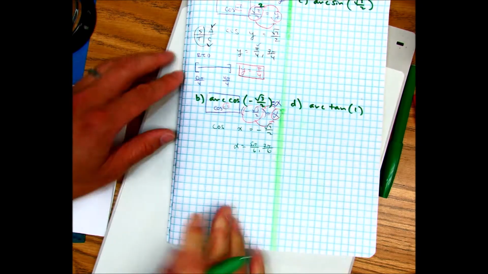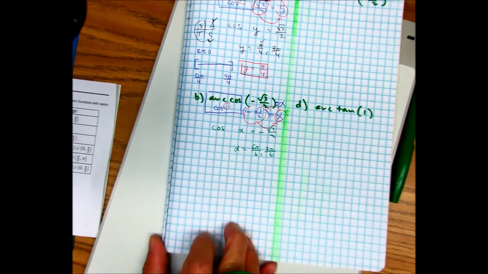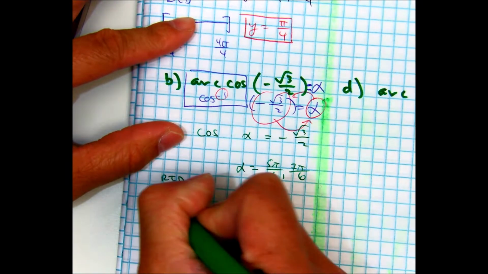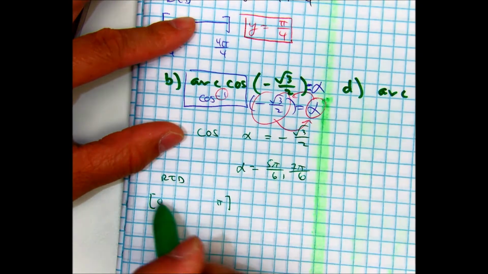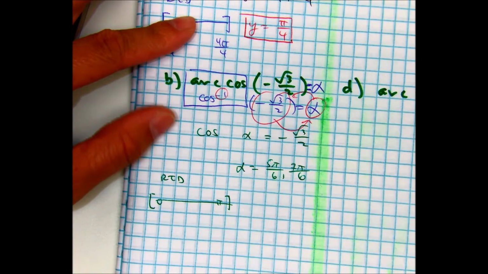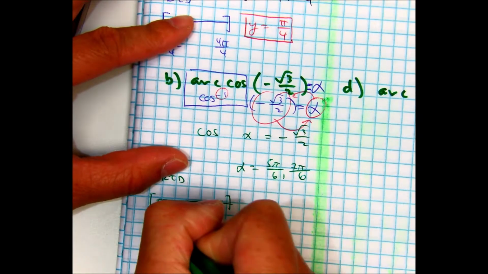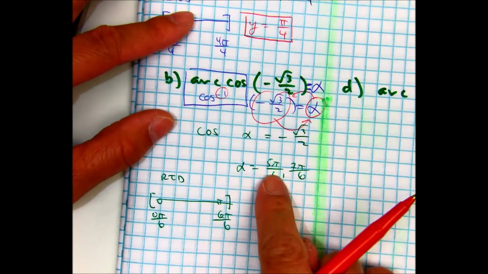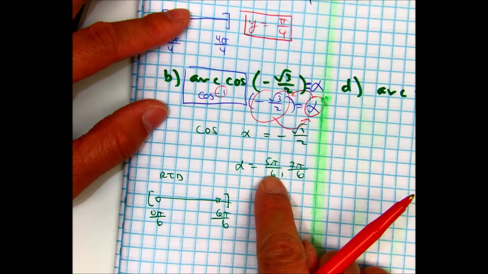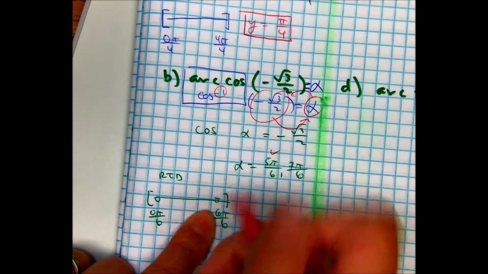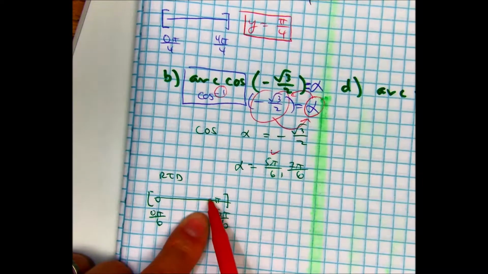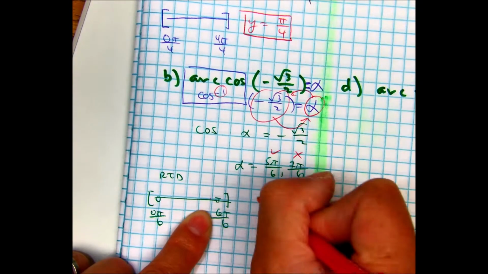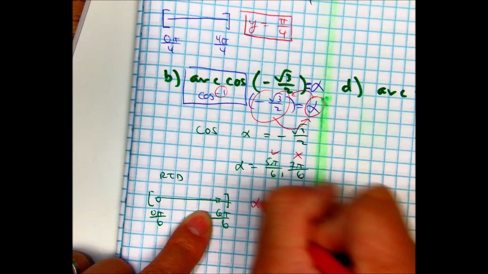I can use restrictions from above. Zero to pi. It's kind of like my cheesy number line. Common denominator of 6. Class, yes or no? Yes. Yes, it is. It's right here. 5 pi over 6, then 6 pi over 6. How about 7 pi over 6? No. So alpha equals 5 pi over 6.